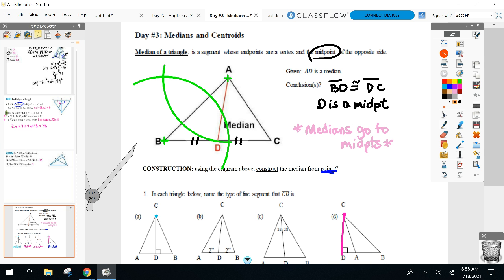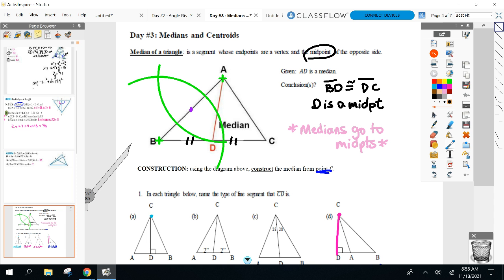What am I using this construction for? I'm using it to take my straight edge and make a mark on AB that's going to be my midpoint. That's why I'm using this construction, because it'll go through the midpoint of AB. Then I line up my straight edge and draw point C to that point, and there's your median, everyone. There's your median. So perpendicular bisector and median, same construction.